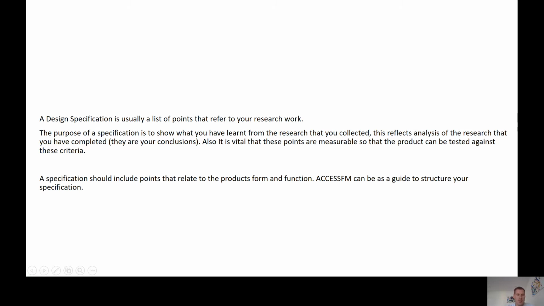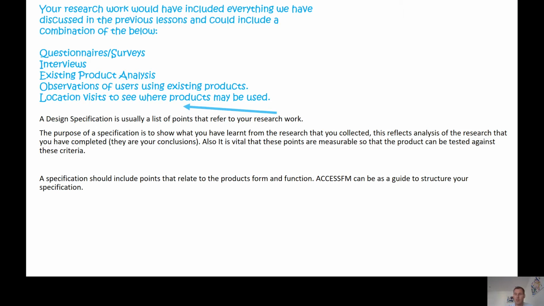So, as listed there, design specifications use a list of points that refers to your research work. As we've talked about in previous lessons, research could be anything. It could be questionnaires, surveys, interviews, existing product analysis. That could be ones that we find on the internet or ones that we could actually find in front of us. Could be watching customers use products. Okay, for example, if you wanted to design a new vacuum cleaner, then you might watch somebody and observe someone using that product. Look at how they use it, look at what annoys them, look at their typical usage.